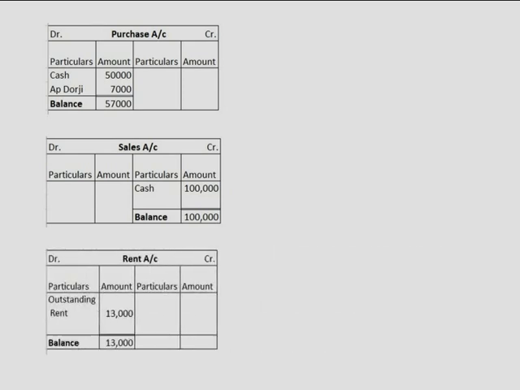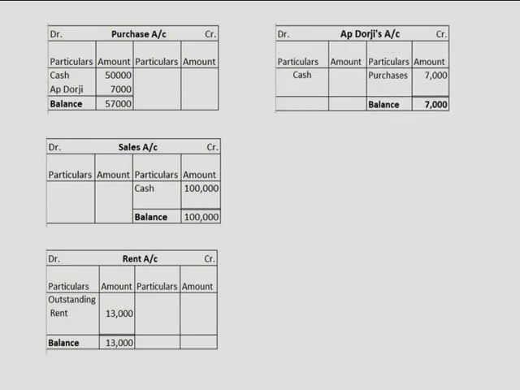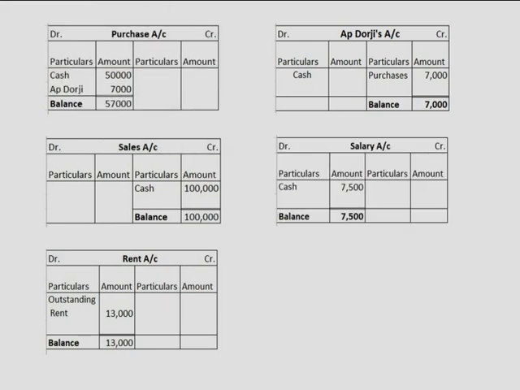Then we have the rent account. Rent is an expenses account, so expenses usually will have a debit balance. Here we have a rent balance of 13,000. Then we have Abdoji's account. Abdoji is a creditor. It is on the liability side. Liabilities usually have a credit balance. So we have a credit balance of 7,000. Then we have the salary account. Again, salary is an expense account. Expenses usually have a debit balance. So we have a debit balance of 7,500.